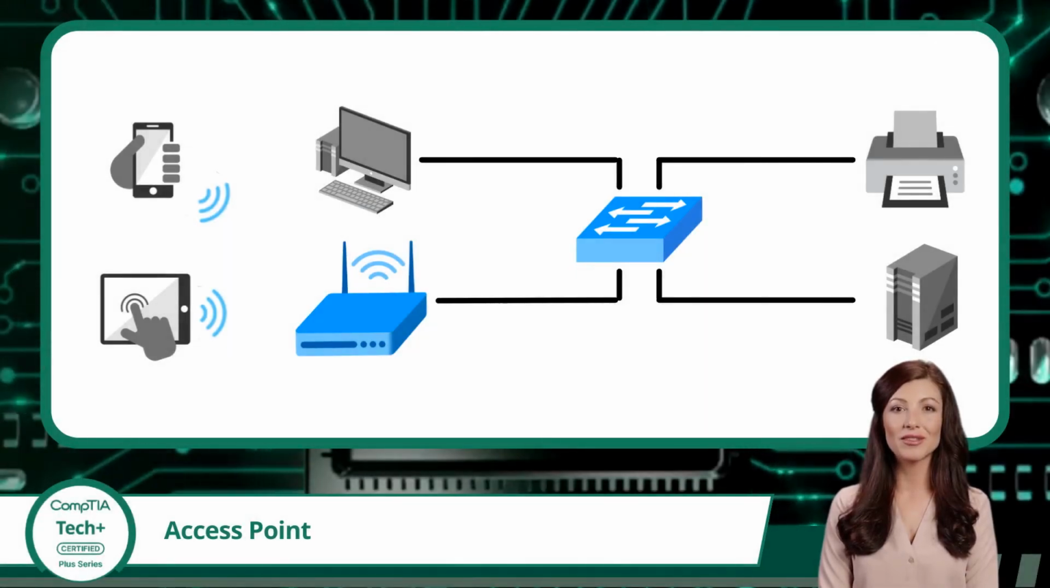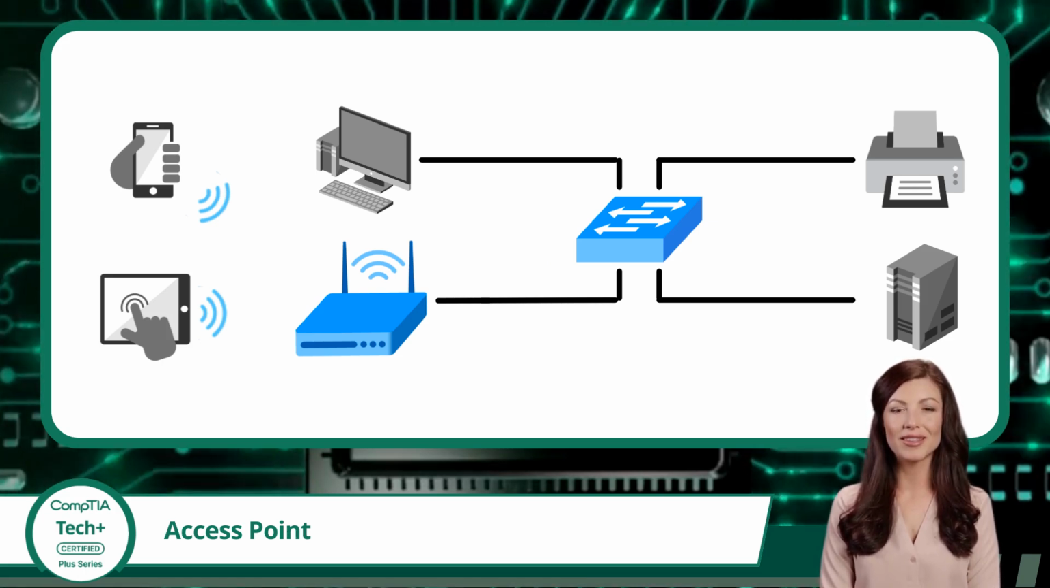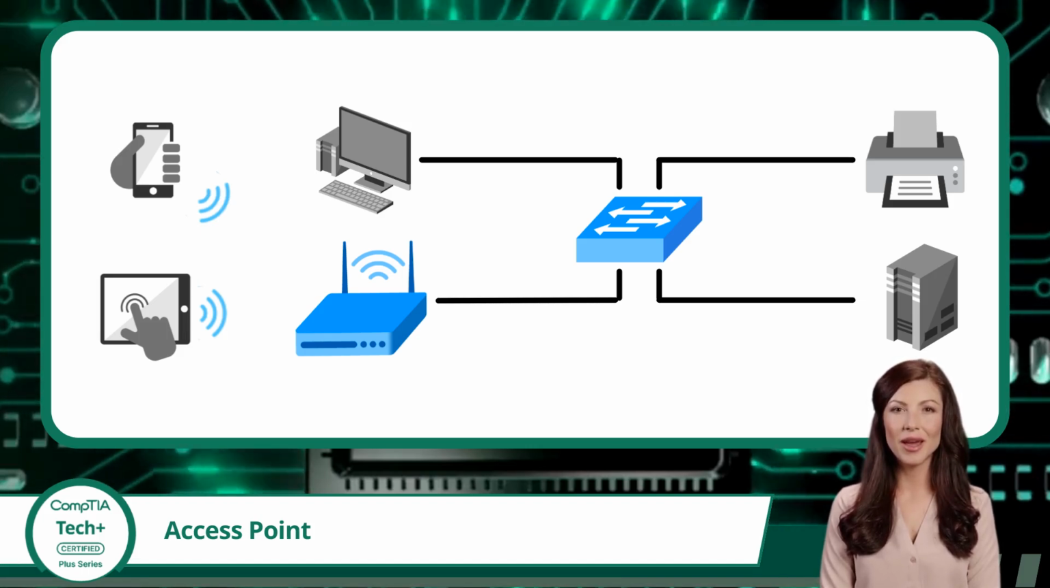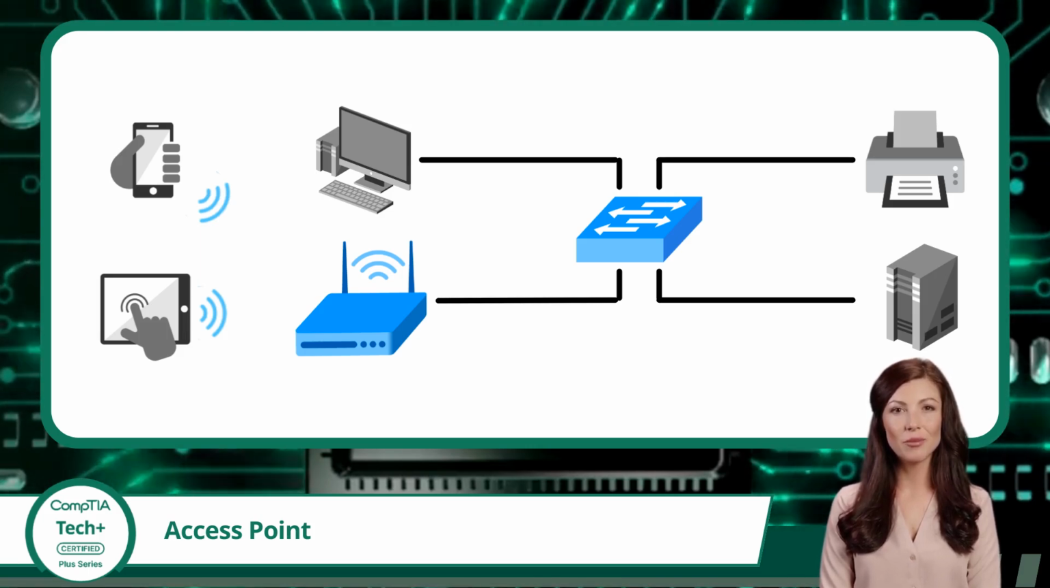Here's how it works. A wireless access point receives data packets from devices like smartphones, tablets, and laptops. It then transmits that data over the network. At the same time, it takes data from the wired network and sends it wirelessly to connected devices. This two-way communication allows for seamless access to network resources and services without any cables.